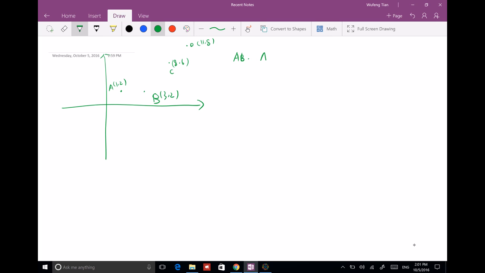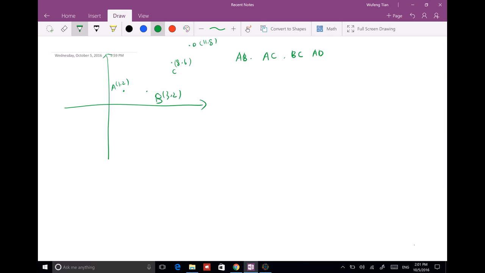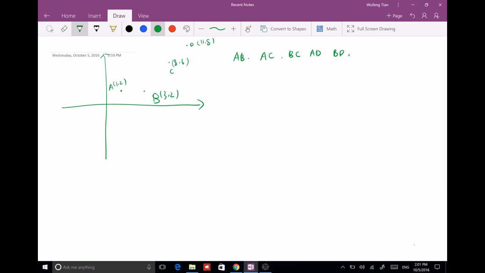A, B, A, C, and B, C, and A, D, and B, D, and C, D. So: A, B, A, C, A, D, B, C, B, D, C, D. 1, 2, 3, 4, 5, 6. We'll have 6.